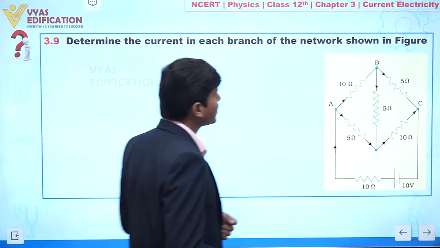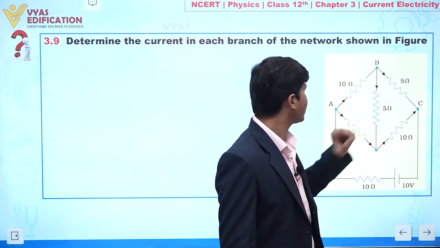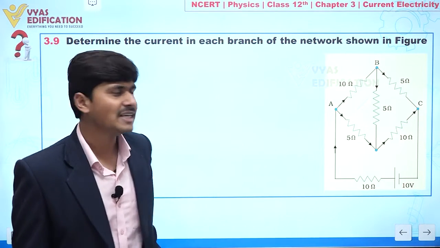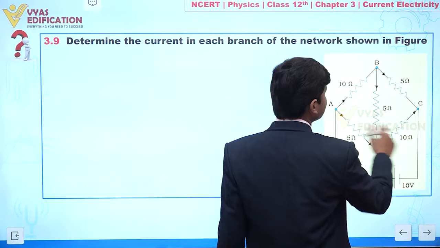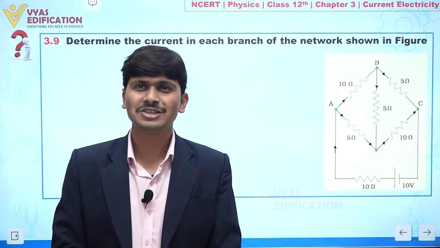Clear? First, divide 10 by 5. We are getting the ratio 2:1, or 2 by 1. And here this is 5 by 10, which means 1 by 2. So definitely this ratio is not equal to this ratio. So definitely we do not have any Wheatstone bridge.